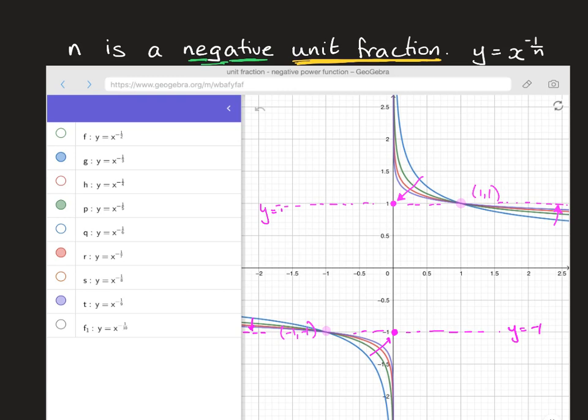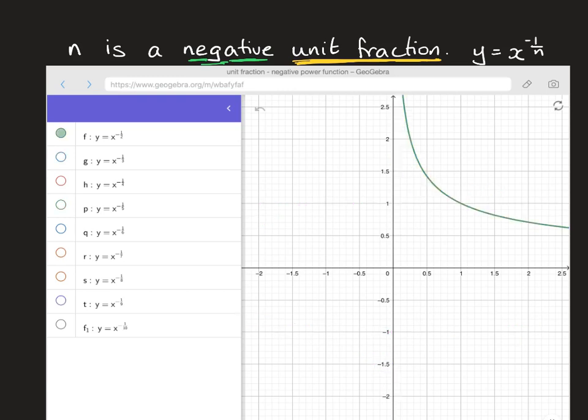It's very interesting to have a look at the relationship between increasing powers of the denominator. So I'm going to do that for us. I'm going to get rid of everything and start again. So this is x to the power of minus a half. I'm going to increase the denominator of the fractions by 1 each time and have a look at the pattern in the position of the graph.